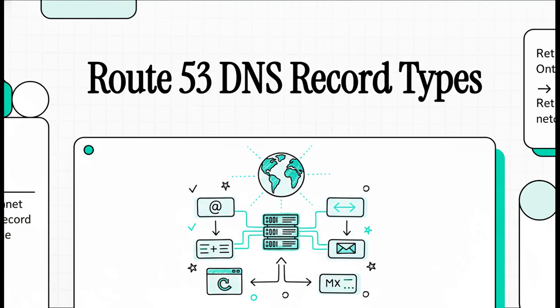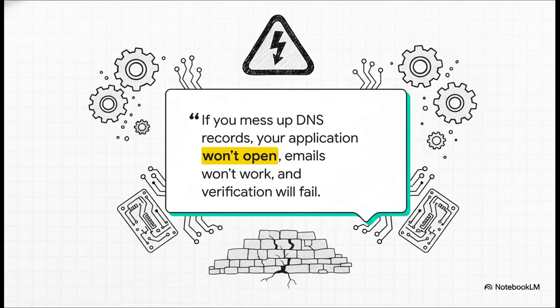All right, let's dive in. Today, we're going to demystify one of the most critical and honestly, one of the most confusing parts of AWS, the DNS record types in Route 53. And believe me, getting this right is, well, it's everything. And you know what? That is not an exaggeration. The stakes here are incredibly high.